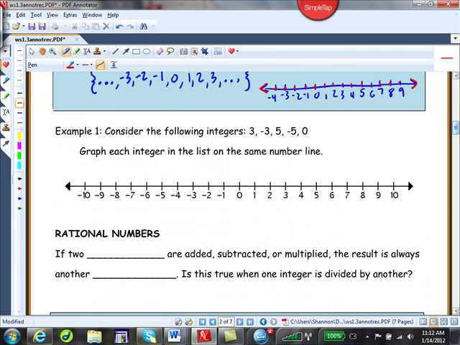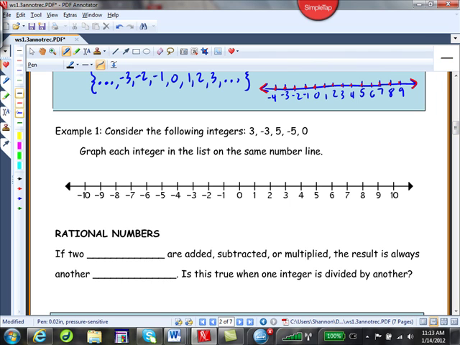Okay, so here, let's look at this first example. Here's all these integers. Why don't you go ahead and graph each integer from this list on the number line below. Go ahead and pause the movie and do that. Okay, let's see how you did.